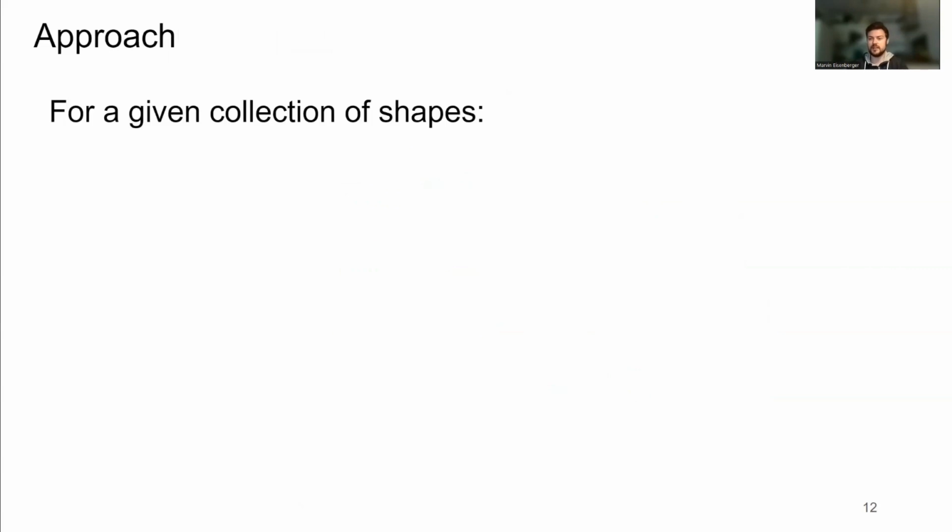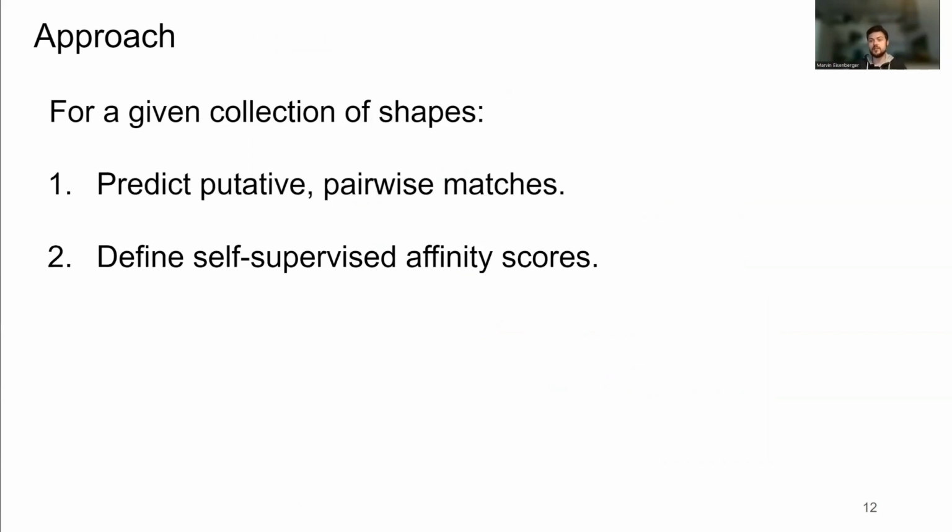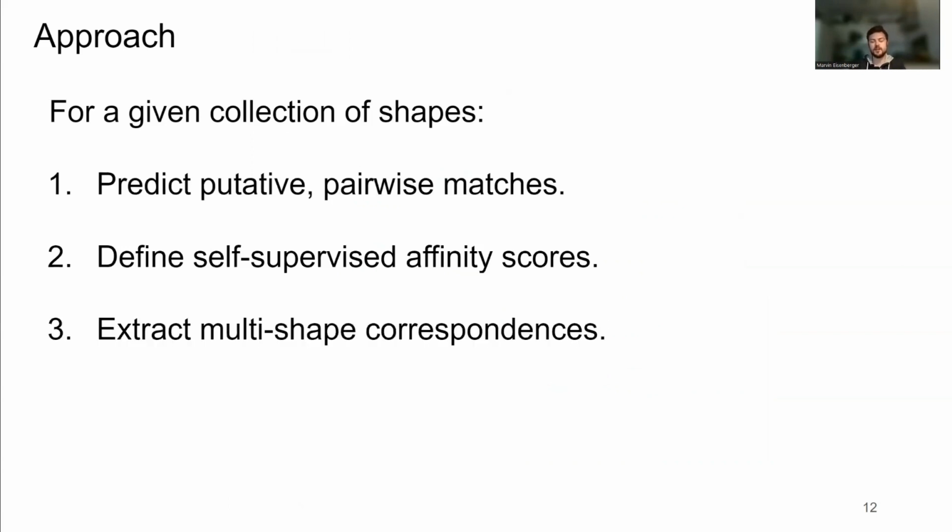So again, as I said in the spotlight, the approach is essentially a three-step process. So first of all, we predict putative pairwise correspondences. Then based on these pairwise correspondences, we construct affinity weights. And from these, we will extract the multi-shape correspondences.